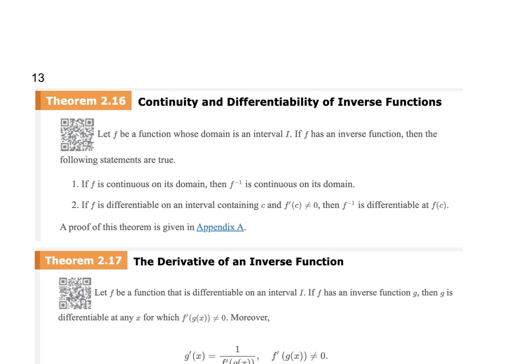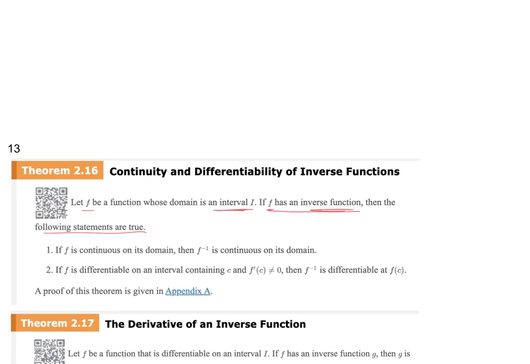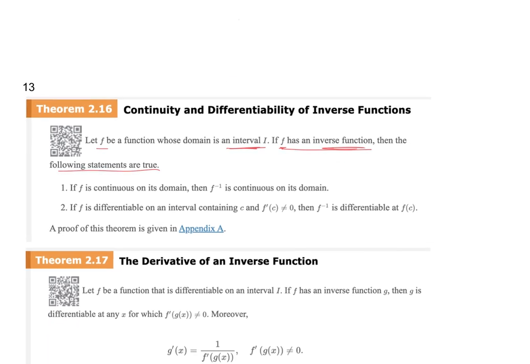First, let's take a look at Theorem 2.16, continuity and differentiability of inverse functions. Let f be a function whose domain is an interval I. If f has an inverse function, then the following statements are true. So remember, not all inverses are functions. So we're assuming that f has an inverse function, which means we're not dealing with something like a parabola because it doesn't pass the horizontal line test. Remember, that's just a way to visually see whether the inverse of this function would also be a function. And more accurately, we would say that it's a one-to-one function.